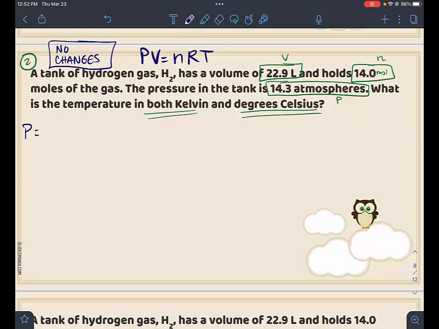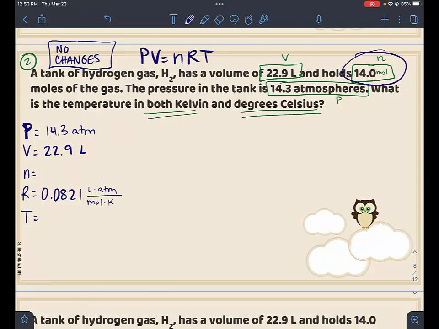So let's make our list. P, V, n, R, T. Let's go ahead and fill in R. We already know it. It's 0.0821 liter atmospheres over mole Kelvin. I like to call that latums over molks. And let's plug in what we know. So starting at the top of the list, do we know our pressure? We do. It's 14.3 atmospheres. Okay. Next up, V. Do we know our volume? Yes, we do. It's 22.9 liters. Next up, n stands for number of moles. Do we know it? Yes, we do. It's 14.0 moles.